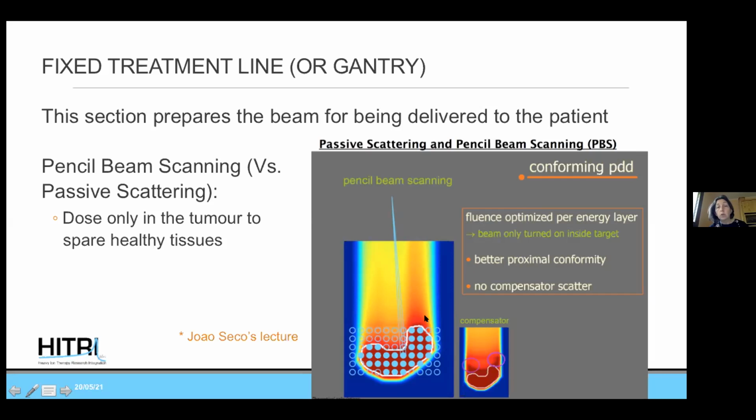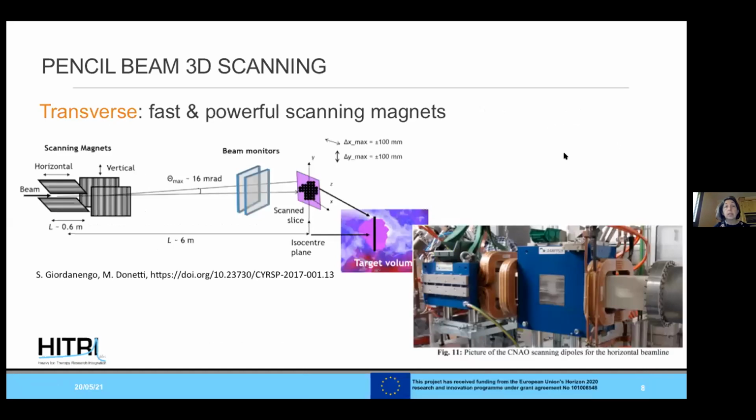And this is very useful, of course, because you can spare the healthy tissue and deliver the dose precisely where you want. So how do we achieve this 3D scanning?